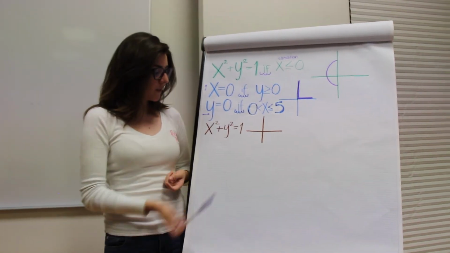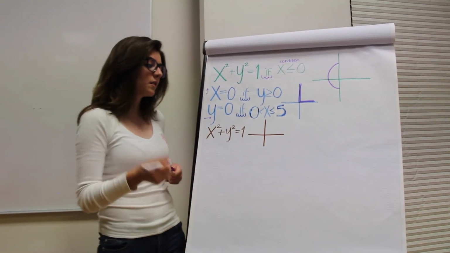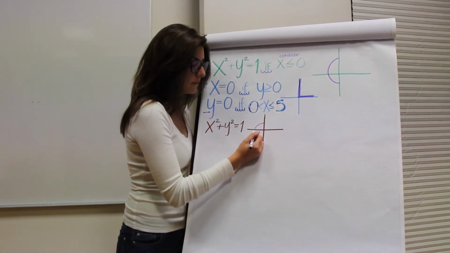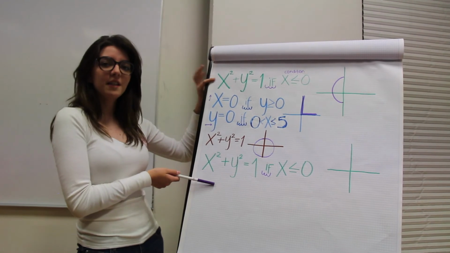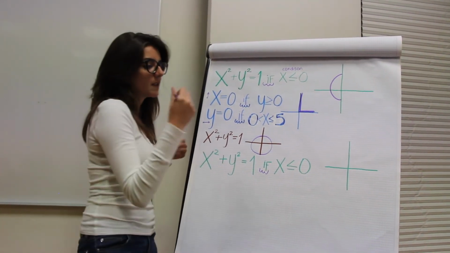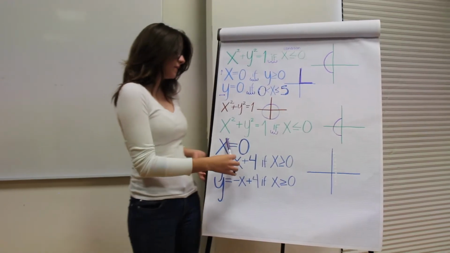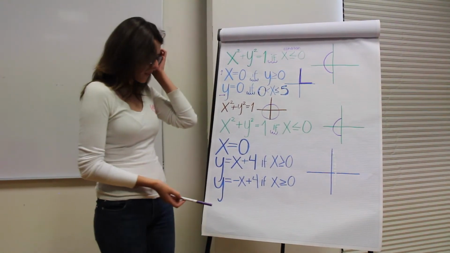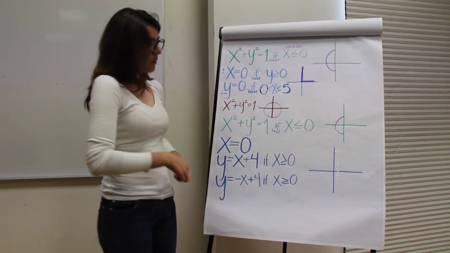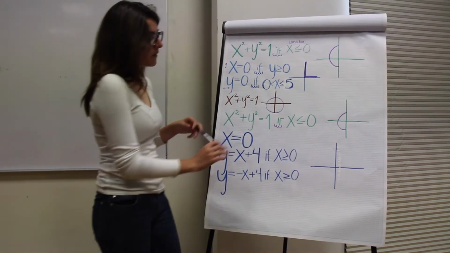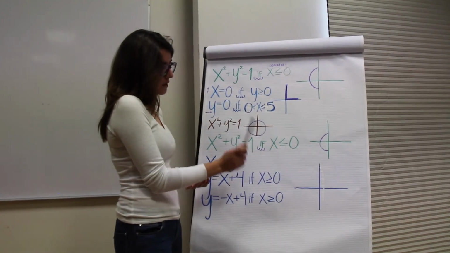As we have said before, x squared plus y squared equal to 1 would be a circle. This one is very easy because we already did it. So we know it would be something like this. x equal to 0 would be a line. Now we have y equal to x plus 4, which is another line, but we have the condition that x should be bigger than or equal to 0.